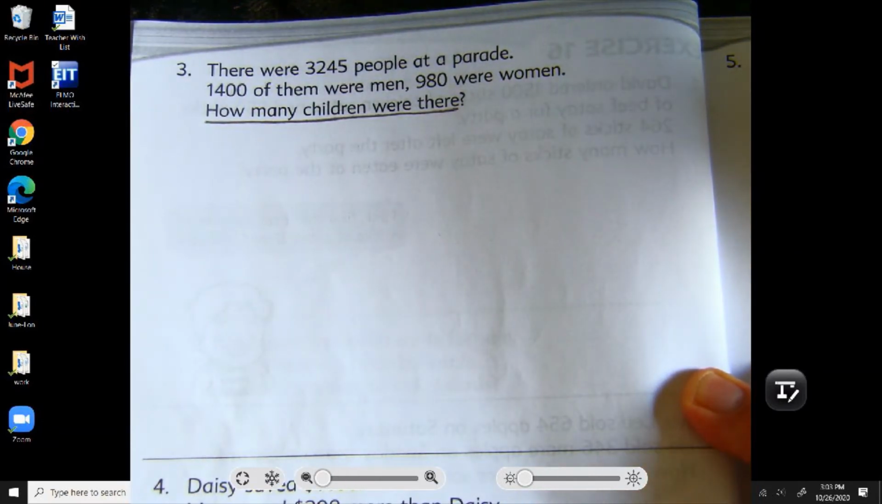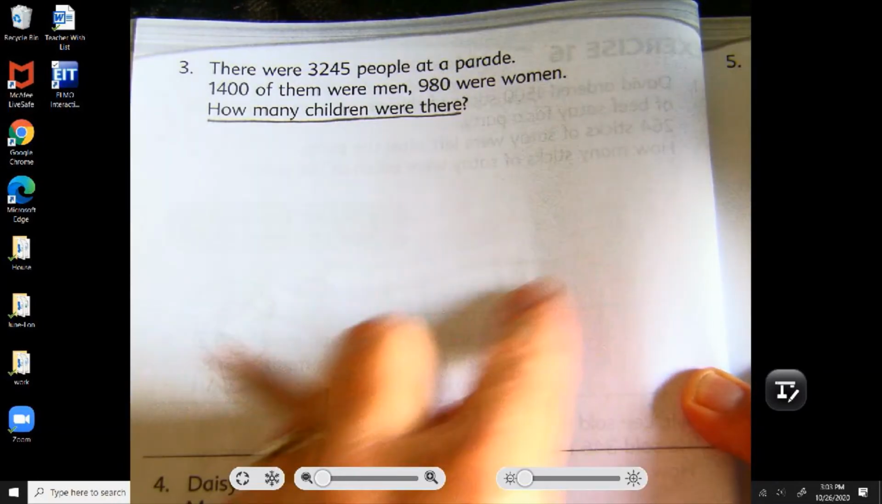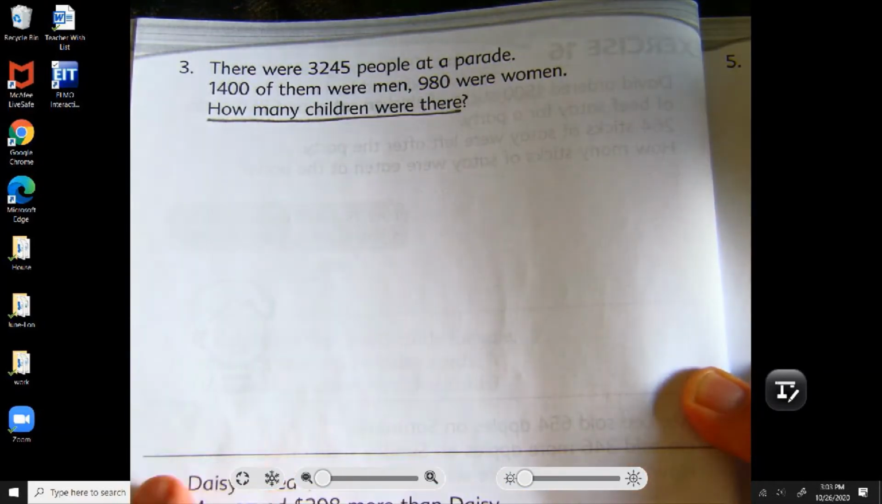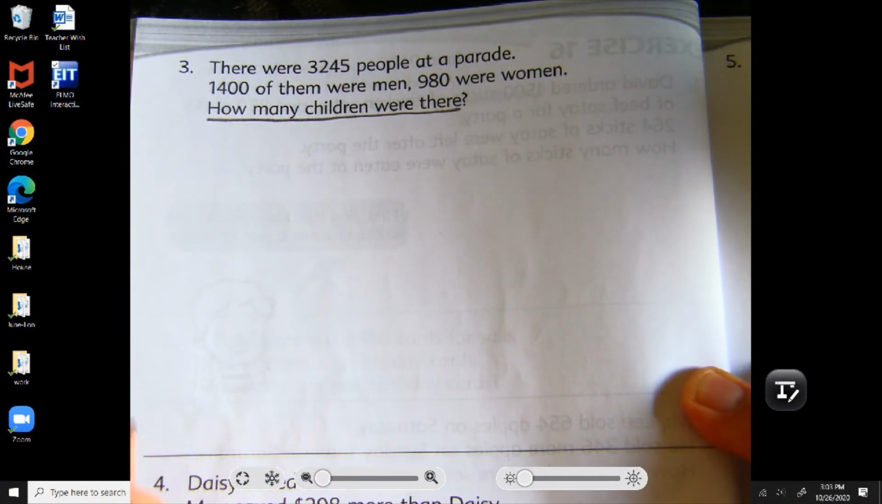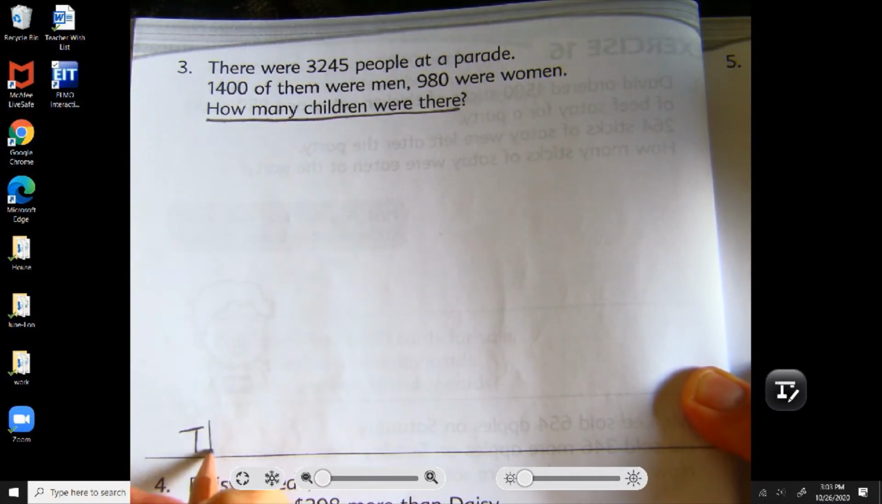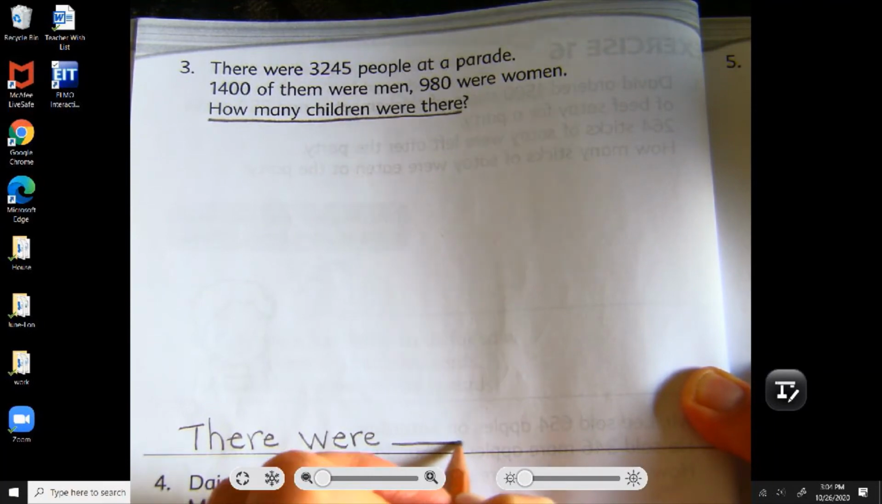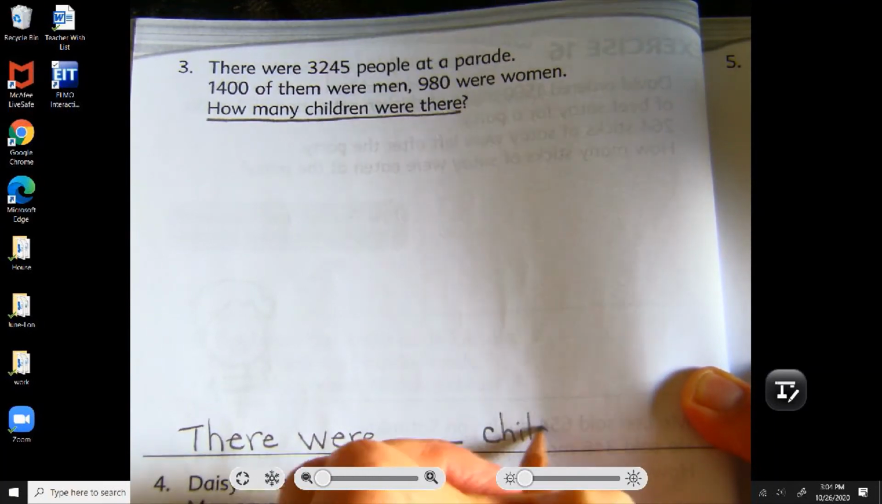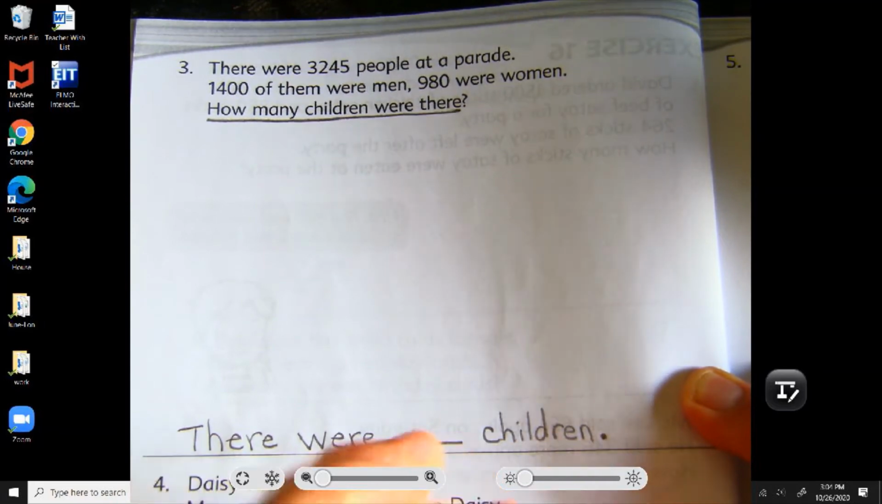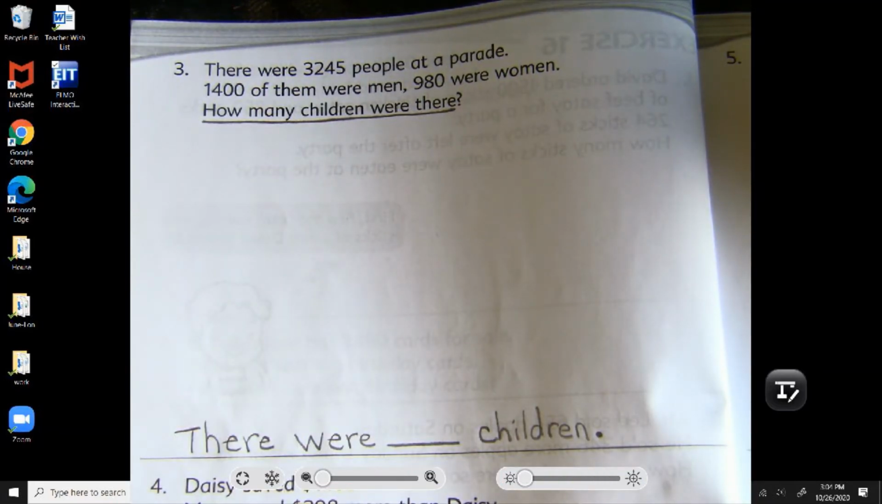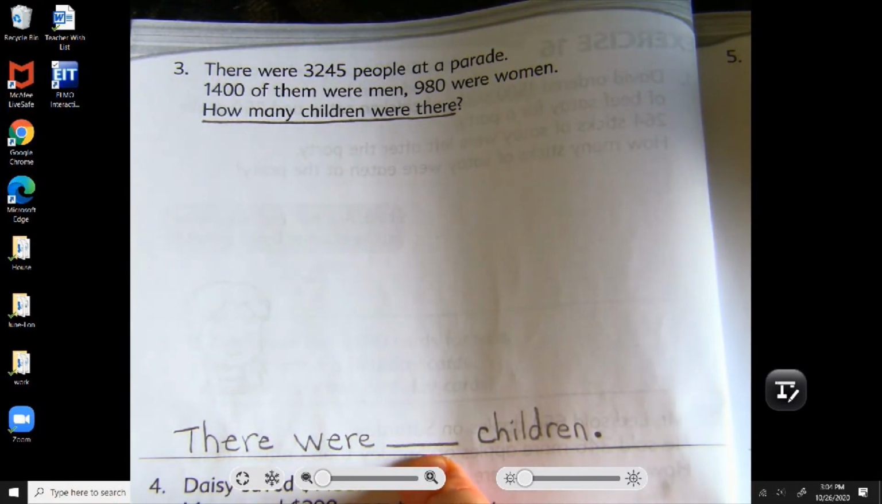Then we write an answer sentence. There's a nice line right down here. We want to leave a lot of space here for our model drawing and our problem. So down here, right on this line, nice big space open for our work. How many children were there? There were blank children. That's an answer to the question. Now, we put the blank there, mathematicians, because we don't yet know how many children there were. That's what we have to figure out.